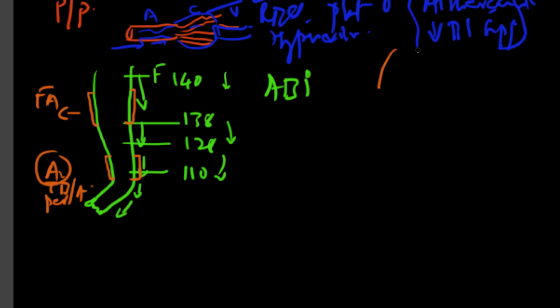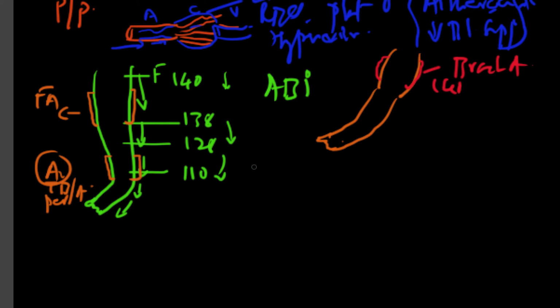The arm, let's draw the arm here, for instance, and the pressures here in the arm could be seen the following way. If you were to tie a cuff here, and the pressure here in the brachial artery was 140, then the ankle brachial index is the ratio between the systolic blood pressure of the ankle, which is 110 here, divided by the brachial pressure, which is 140. Now, 110 over 140 obviously is less than 1, and that is considered abnormal.